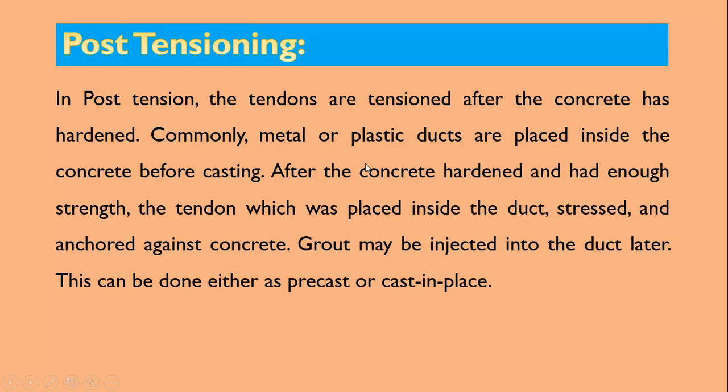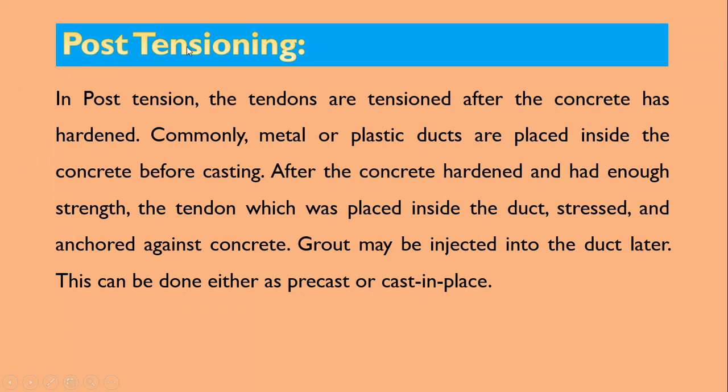Now coming to post-tensioning. In post-tensioning, the tendons are tensioned after the concrete has hardened. Commonly, metal or plastic ducts are placed inside the concrete before casting. After the concrete has hardened and has enough strength, the tendon which was placed inside the duct is stressed and anchored against concrete. Grout may be injected into the duct later. This can be done either as precast or cast in situ.